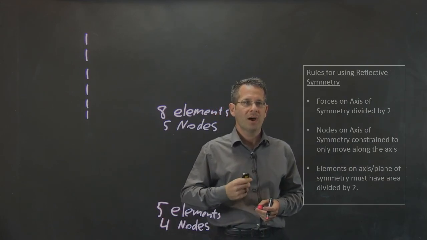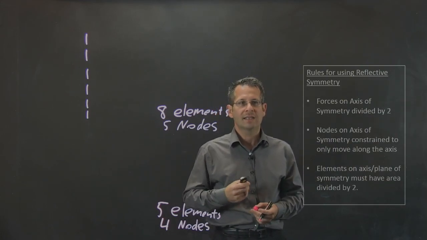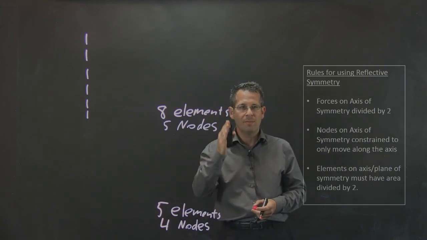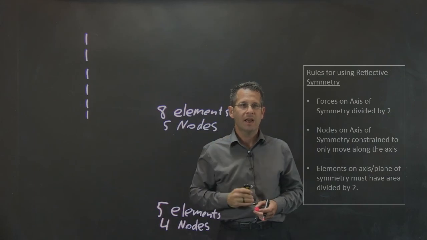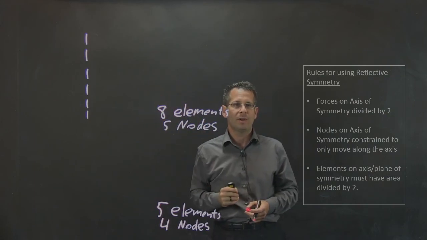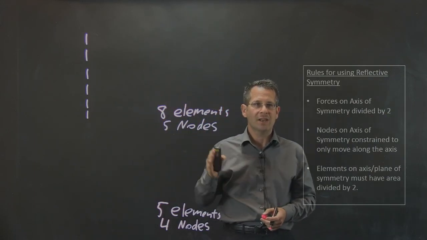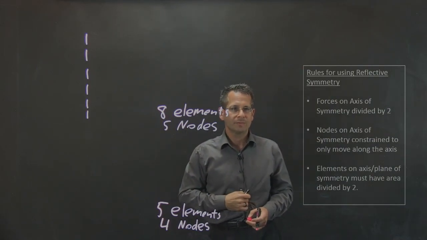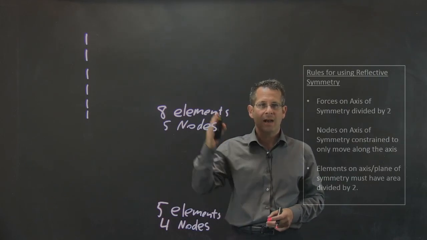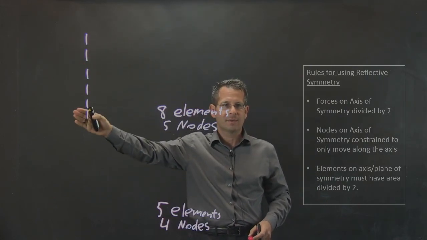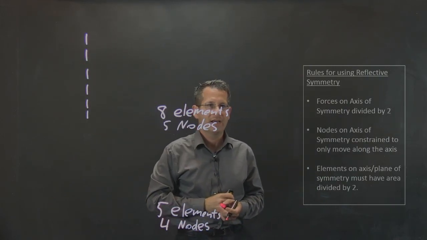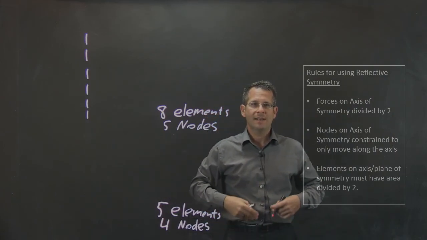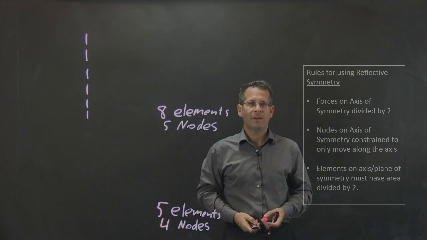In your new problem, nodes along the axis of symmetry need to be constrained so that they can only move along the axis of symmetry. A node in my original problem along the axis of symmetry has no reason why it would move away from the axis of symmetry. And finally, any elements that are along my axis of symmetry, their cross-sectional area needs to be divided by 2. All right, so this ends our only part of lecture number 8.